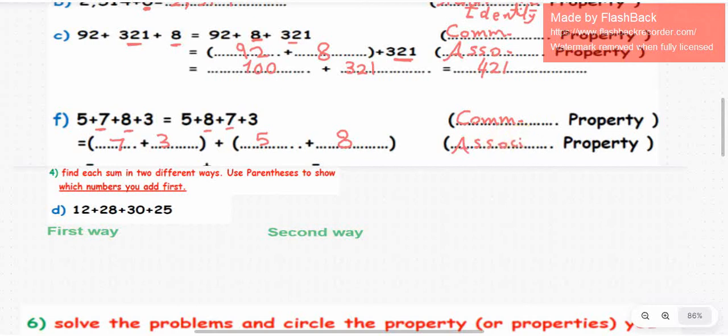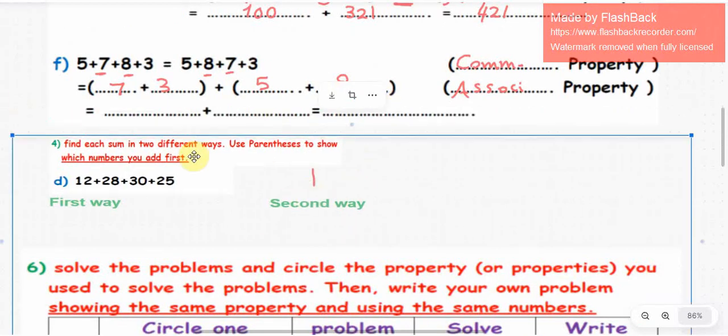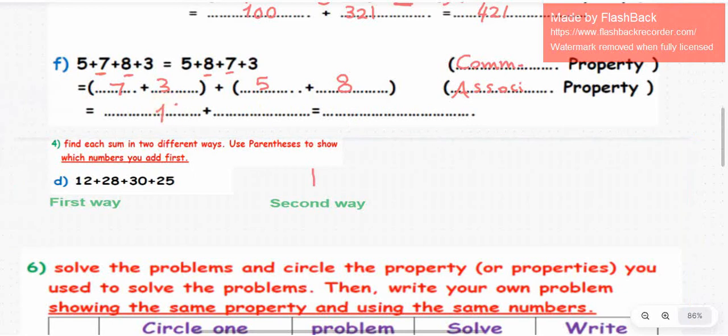And after that, find the answer. Okay? So 7 plus 3 equals 10, right? So I'm going to write 10. And the second bracket, 5 plus 8 equals 13. When I add 10 plus 13, it equals 23.